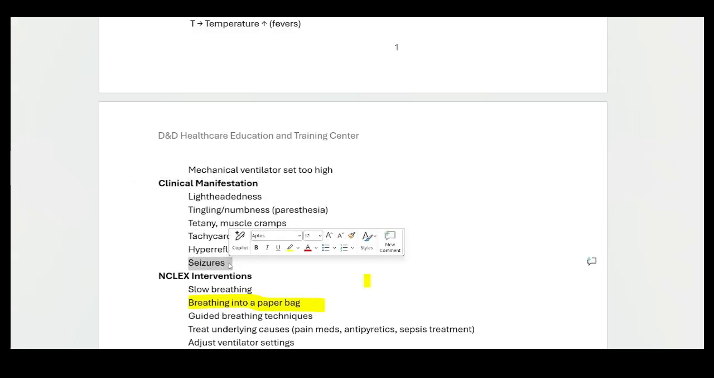So let me ask you some of these questions. What are some of the precautions that you put in place when somebody is at risk of seizures? Hope by now you know that. Yes, we have to get oxygen at bedside. We have to get suction equipment at bedside. We also have to make sure that the side rails are padded. These are things that NCLEX loves to ask.